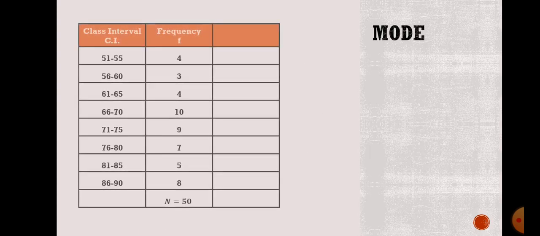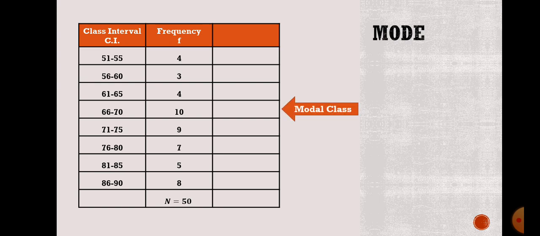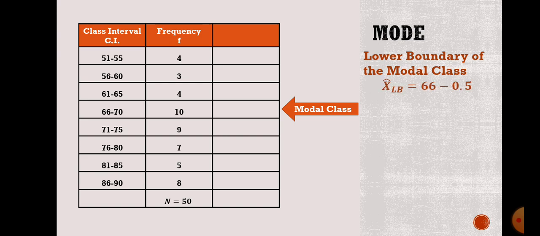Let us take again the same example earlier. First thing to do is to identify the modal class. Pag sinabi nating mode, it has the most number of occurrences. So the only thing to do is to find the class with the most number of frequency. Therefore, the modal class is 66 to 70. Siya yung may pinakamataas na value ng frequency. And then we have the lower boundary of the modal class, that would be 66 minus 0.5, which leads us to 65.5.